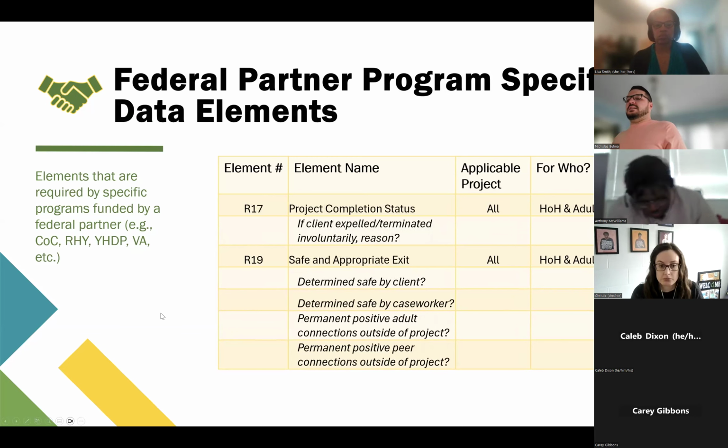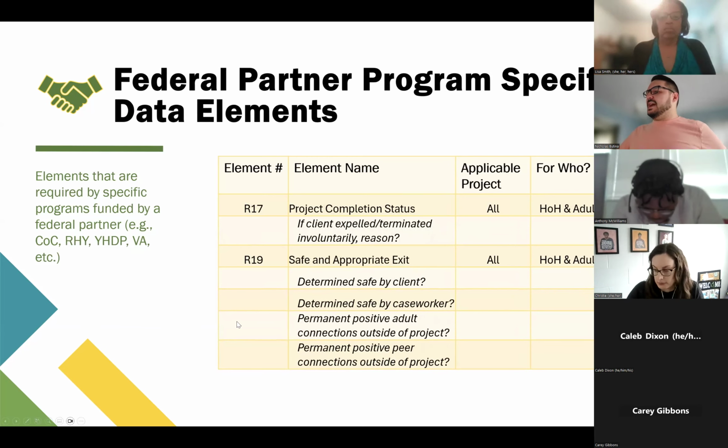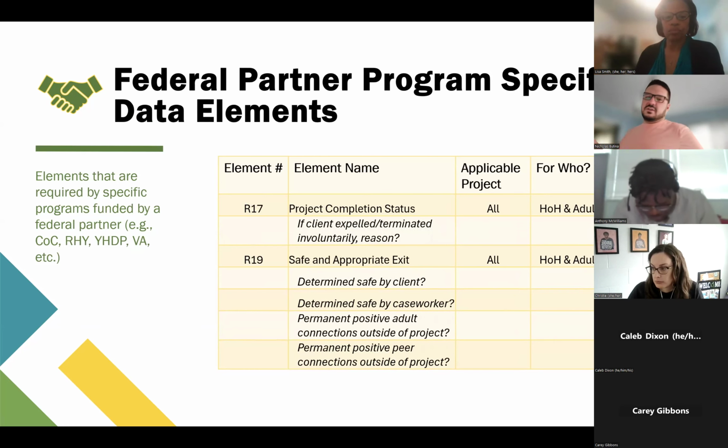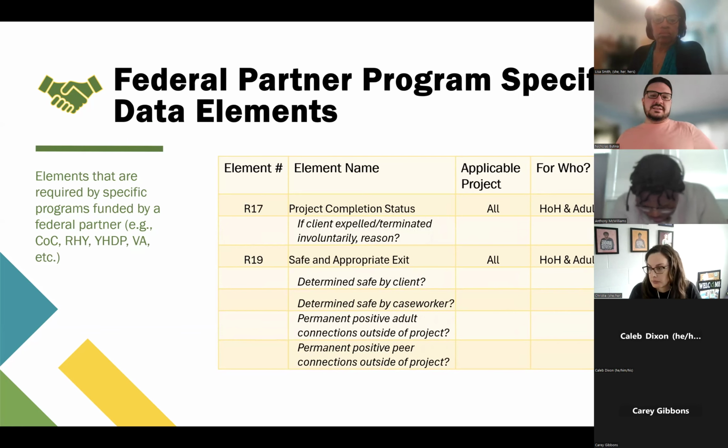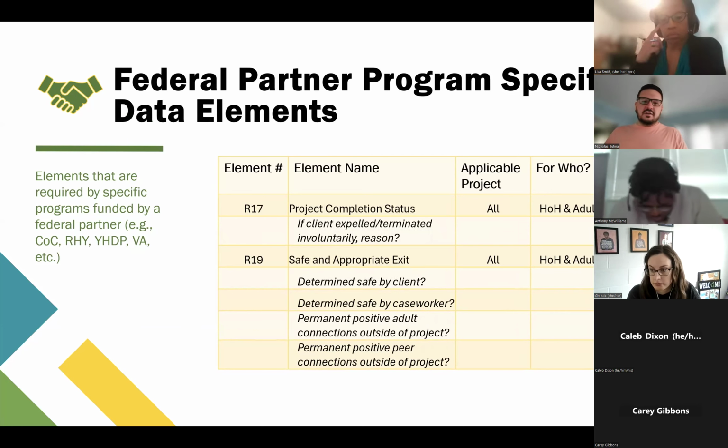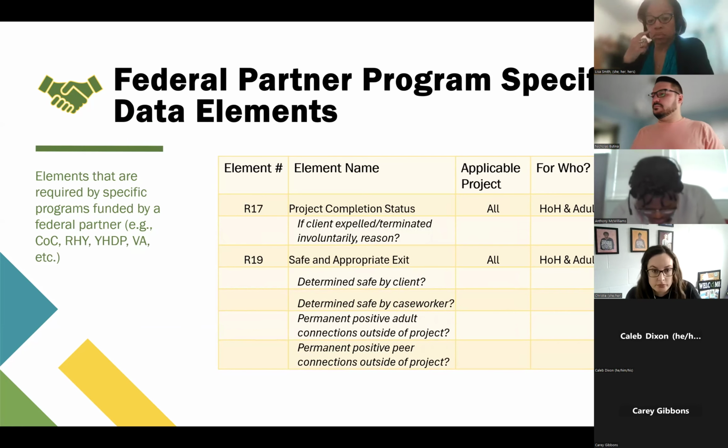So rounding these out, our project completion status. Basically you're going to put on the exit screen for head of household and adult, there's going to be a question that says, what is their completion status? Did they complete the project in whole? Did they involuntarily get terminated for some reason? And then if that is the case, you have to put what that reason is. But there's other options there for you. I have them spelled out here, but we'll look at them in the system.